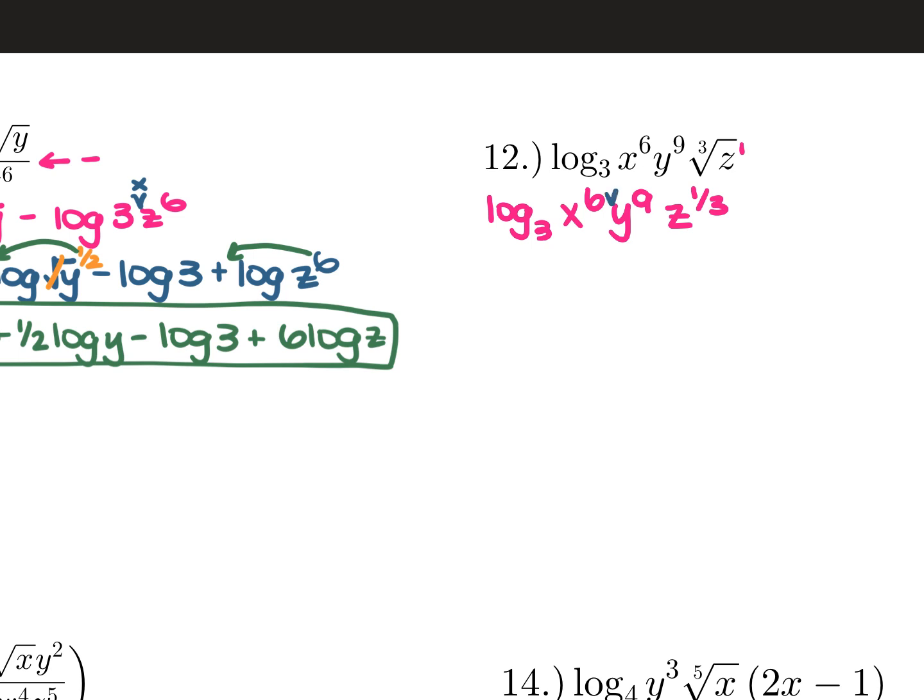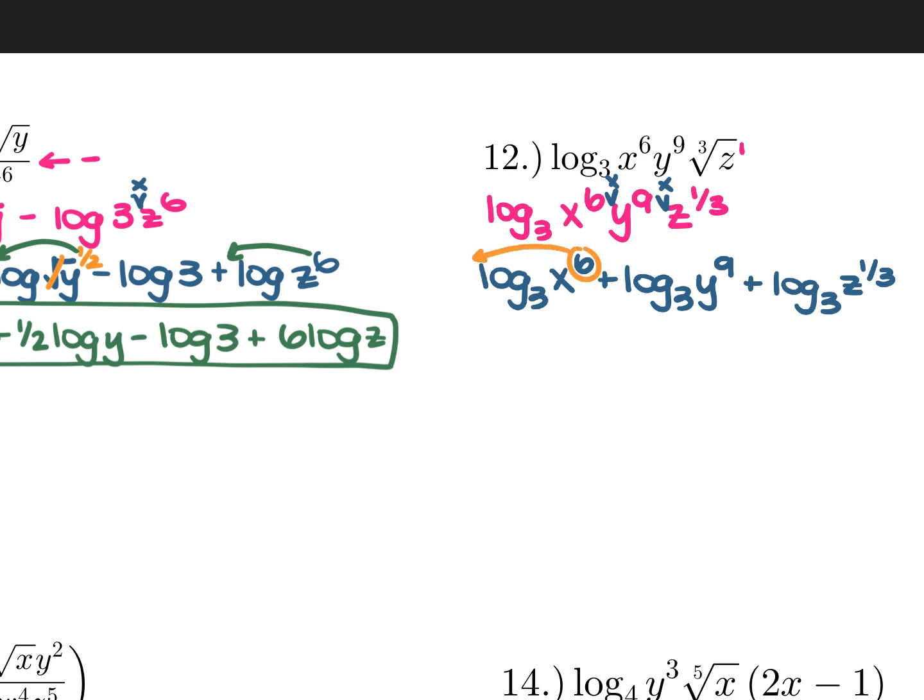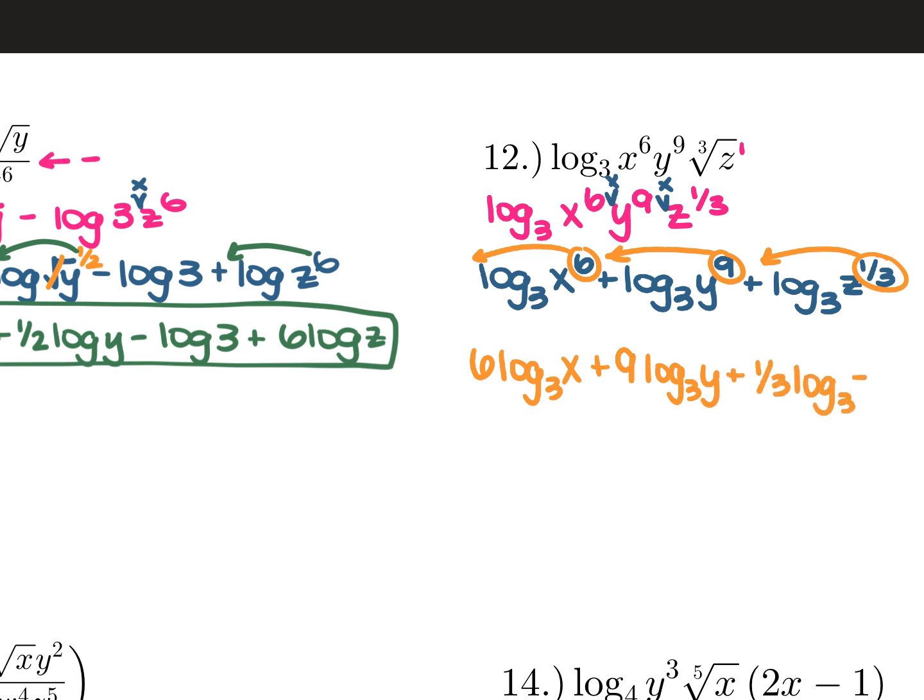From here, we're going to separate all of this with addition because of the multiplication. So you have log 3 of x to the 6th power plus log 3 of y to the 9th power plus log 3 of z to the power of 1/3. Lastly, your powers are going to move to the front of each of those expressions that they're attached to. So you have 6 times log 3 of x plus 9 times log 3 of y plus 1/3 log 3 of z.